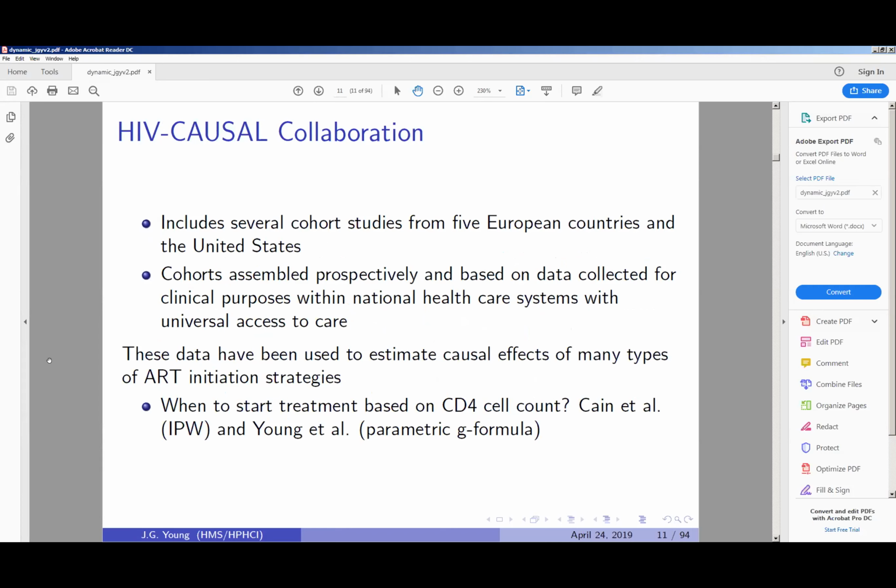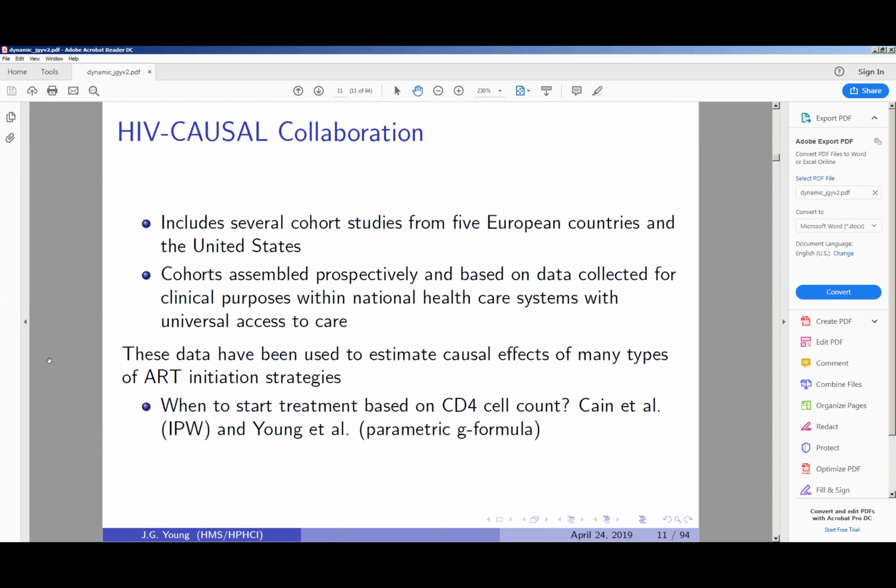So an example of a real-world study is the HIV-CAUSAL Collaboration, which included several cohort studies from 5 European countries and the United States. The cohorts were assembled prospectively based on data collected for clinical purposes in national healthcare systems with universal access to care. So this is really the optimal longitudinal cohort study. And these data have been used to estimate causal effects of many types of ART initiation strategies over the last decade or so, particularly at the height when there were no trials available. There actually are trials available now for a lot of these questions.